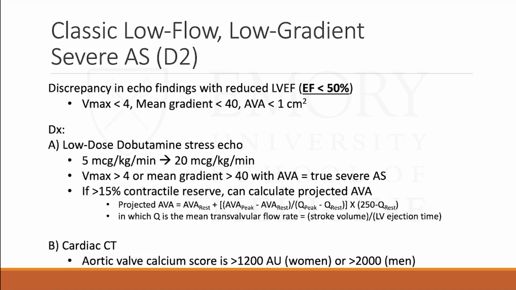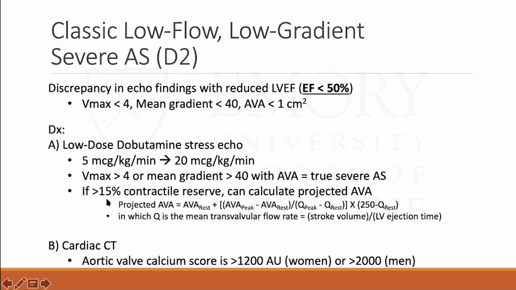So what you would do to figure this out is you give them a little bit of dobutamine. So low dose dobutamine, which is from 5 to 20 mics. And then you see if, by augmenting their stroke volume, you can increase their Vmax over 4 or their mean gradient over 40. And if you can, that person has truly severe AS. That's classic low flow, low gradient AS. They need an aortic valve.